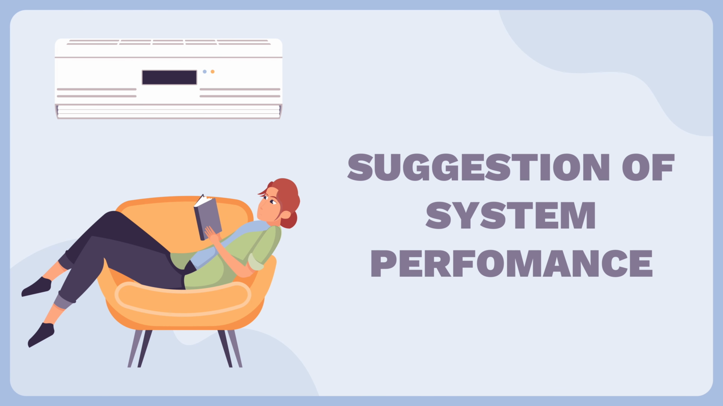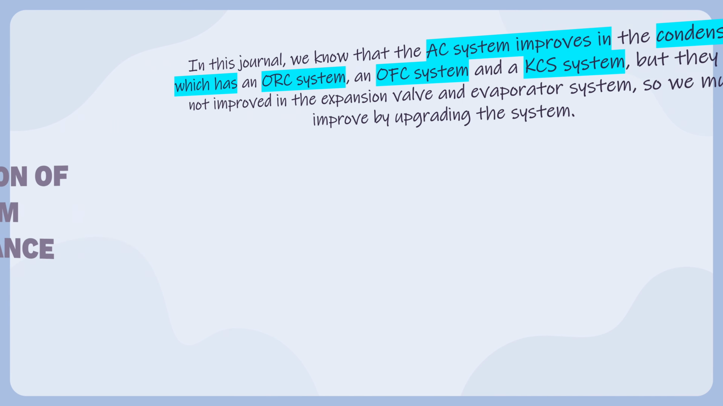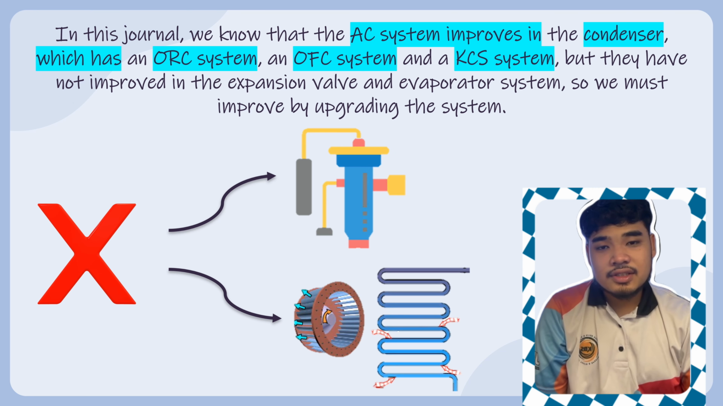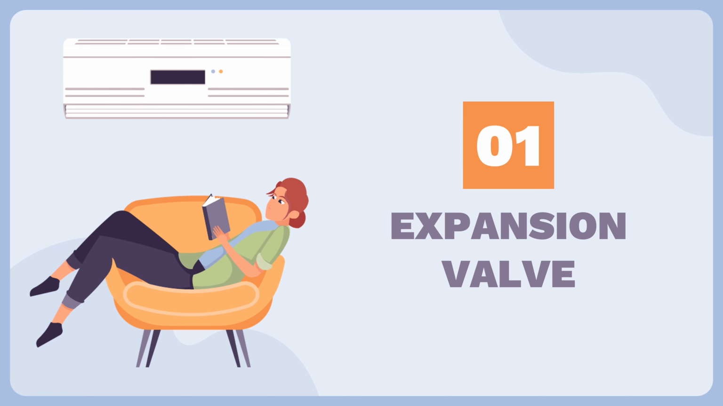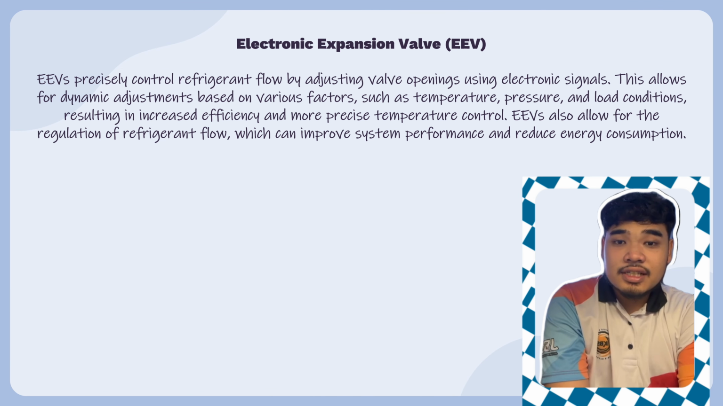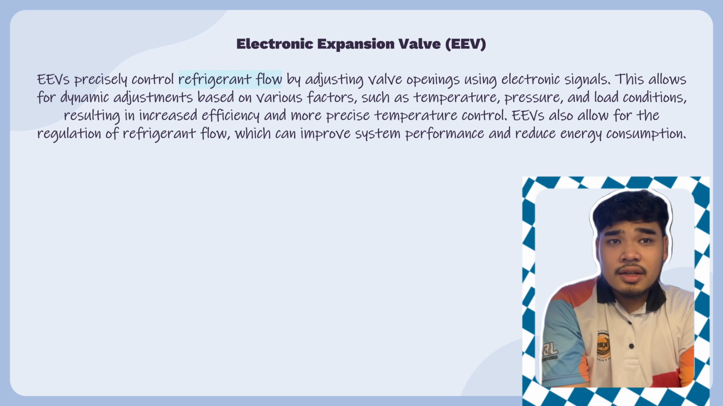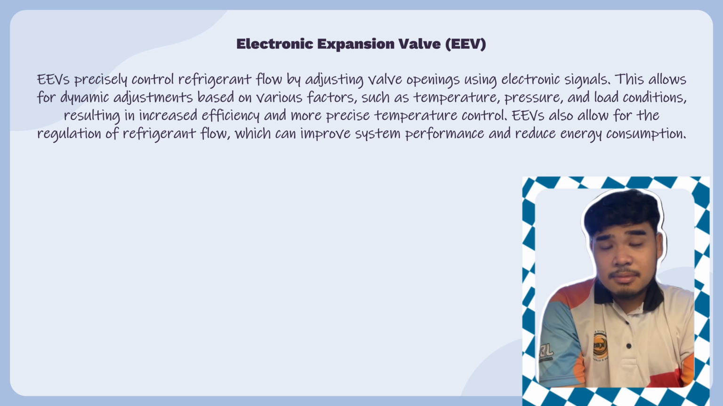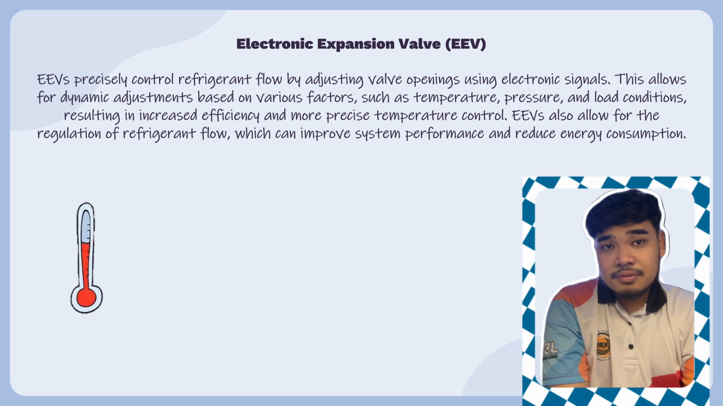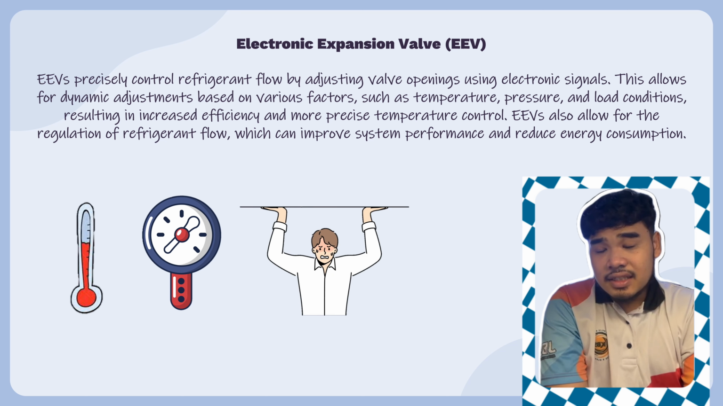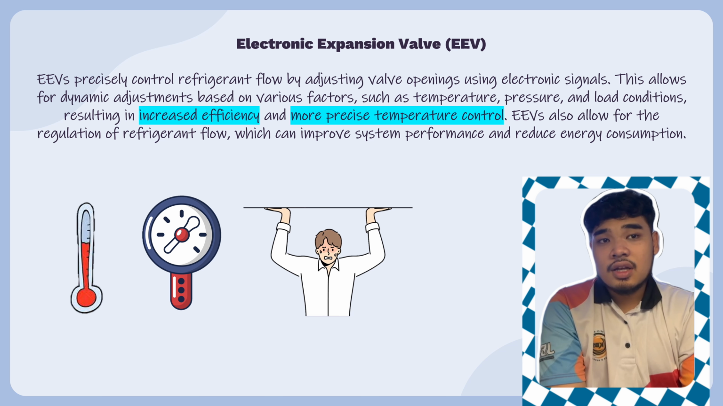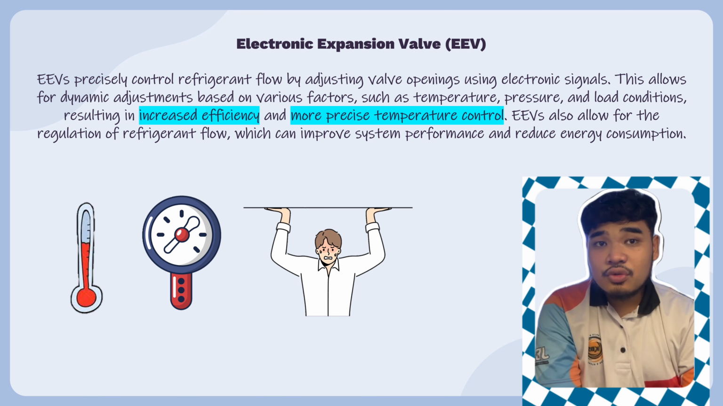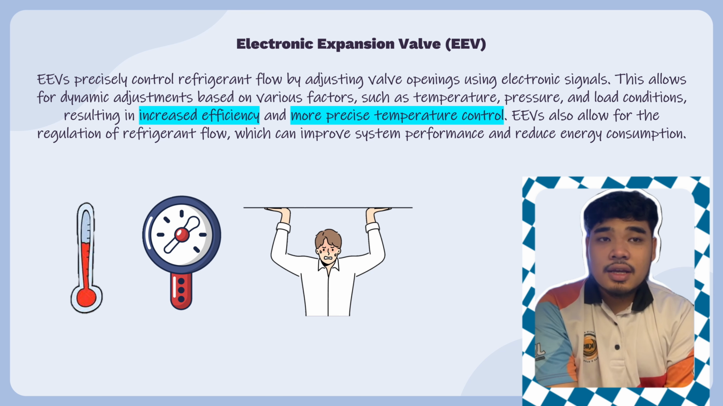Hi, I'm Izzat. So my part is suggestion of system improvement for air conditioning system. So we know that in this unit, it's not improved for expansion valve and evaporator system, so we must upgrade the system. So for expansion valve, the first one is electronic expansion valve, which precisely controls refrigerant flow by adjusting valve opening using electronic signal, and this allows for dynamic adjustment based on various factors such as temperature, pressure and load condition, resulting in increased efficiency and more precise temperature control. This also allows for regulation of refrigerant flow, which can improve system performance and reduce energy consumption.